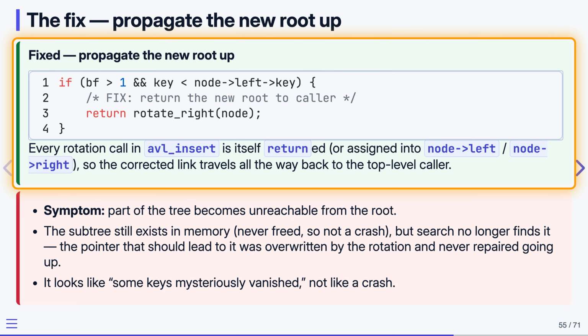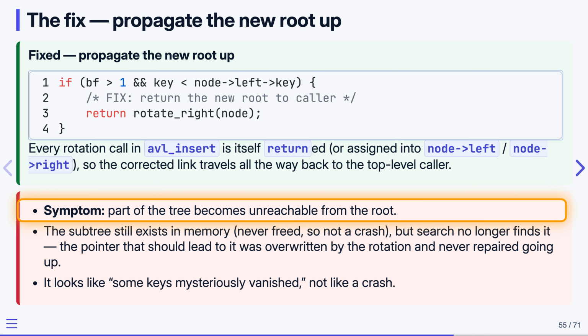And that is the rule across the whole function. Every rotation call in AVL insert is either returned like this, or assigned into node arrow left or node arrow right. So the corrected link travels all the way back to the top level caller.